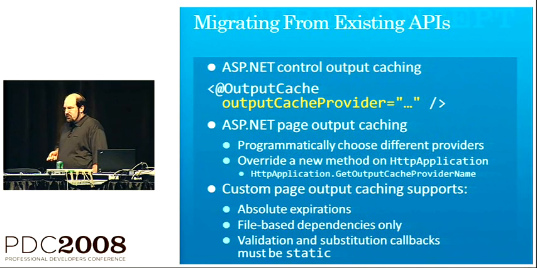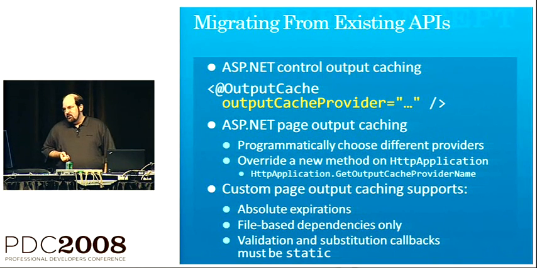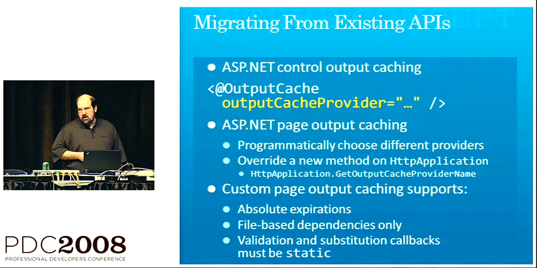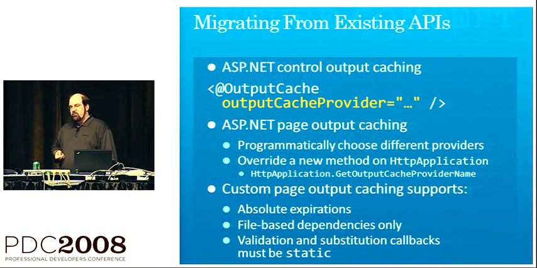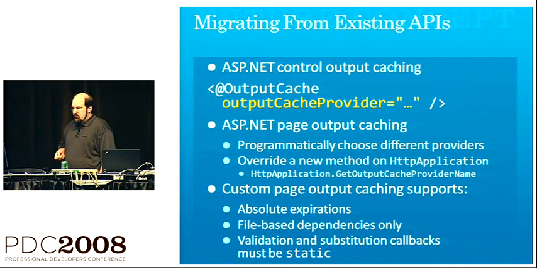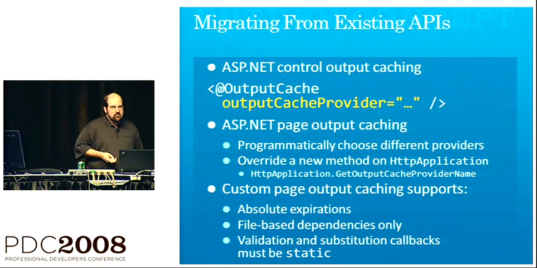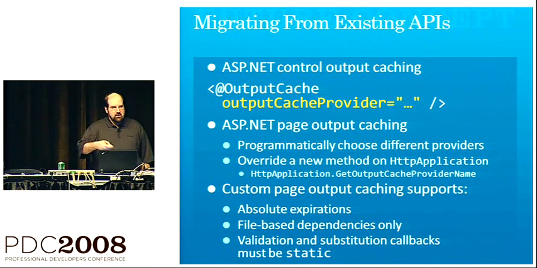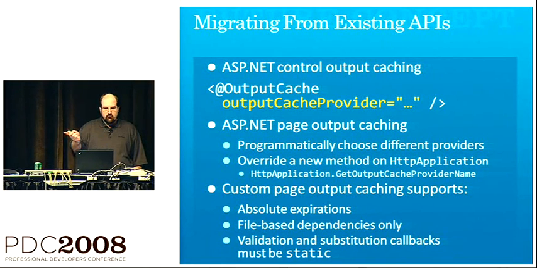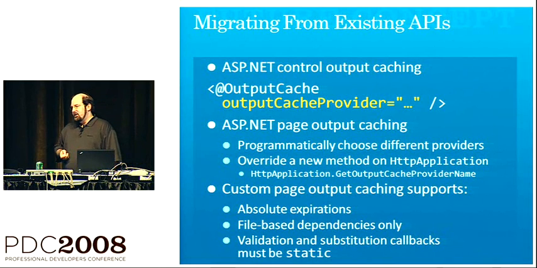So we already talked about output caching in terms of programmatically what it looks like. You saw for control output caching, when you want to opt in, you just use the output cache provider attribute that we introduced on the output cache tag. And then you saw for page output caching, you have to override this method on HTTP application to be able to actually switch back and forth between different provider implementations.